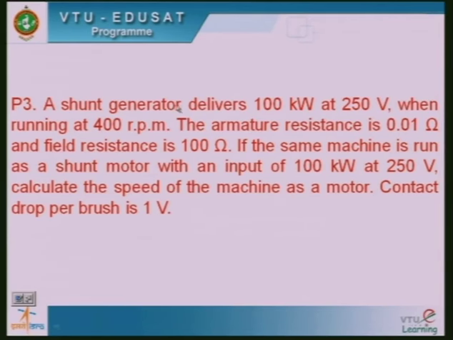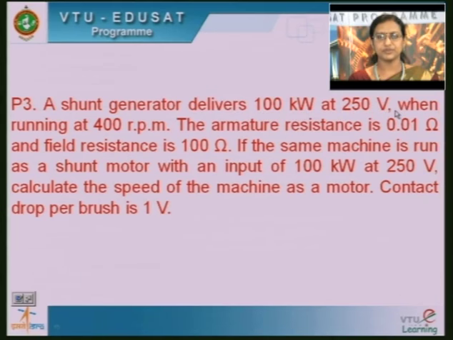A shunt generator delivers 100 kilowatt at 250 volt when running at 400 rpm, the speed of the generator is 400 rpm. The armature resistance is given as 0.01 ohm and the field resistance is 100 ohm.